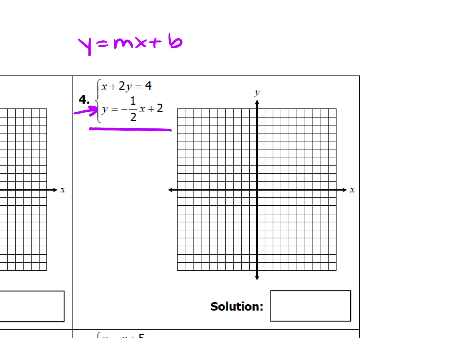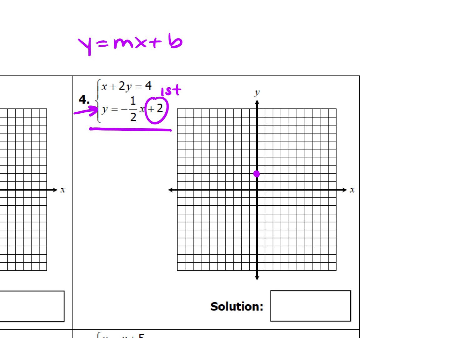y equals -1/2 x plus 2. Where do you move first? Up 2. This is always your first move. Okay, so you're going to go up 2. You'll never go left and right there. Okay, y-intercept is always the vertical, so it's always going to be up or down.